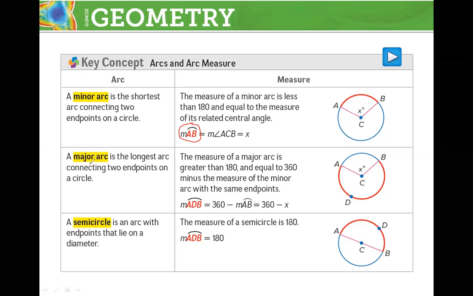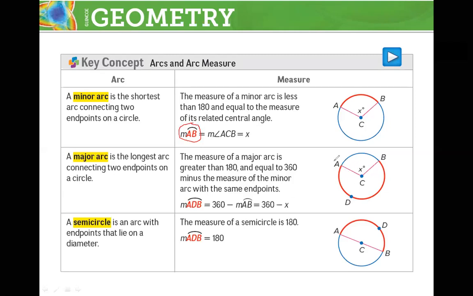We're going to the major arc. Major arc is the longest arc connected to the endpoints of 2 points on the circle. As you see, the major arc is the red one, which is greater than half the circle, and its angle is greater than 180.